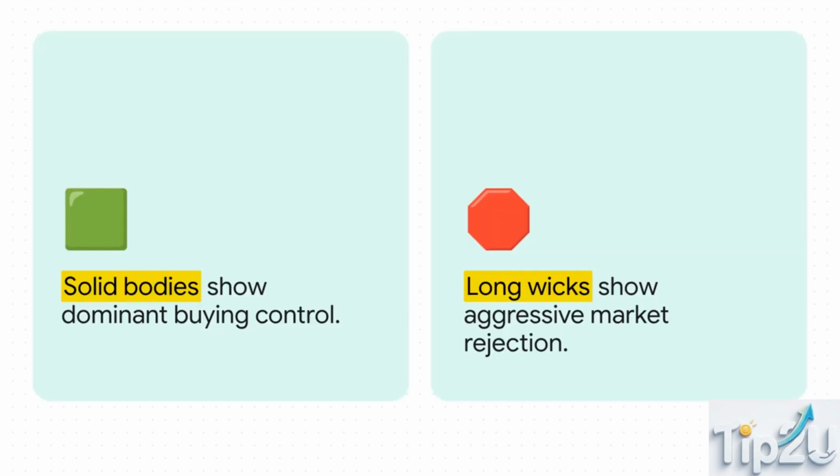And look at the contrast here. The real body of the candle shows you who actually won the battle during that session. A large, solid green body? That means dominant buying control, no question. But the wicks, or the shadows, those tell the real story of market rejection. Imagine seeing a massive lower wick. That tells you sellers desperately tried to push the price down, but buyers stepped in aggressively, absorbed all that pressure, and drove the price right back up. It is a beautiful, visual story of rejection.